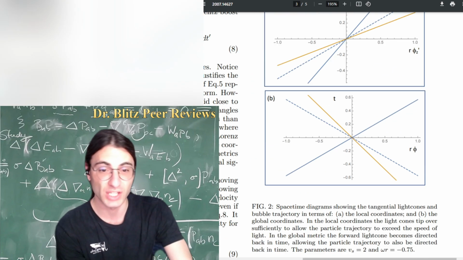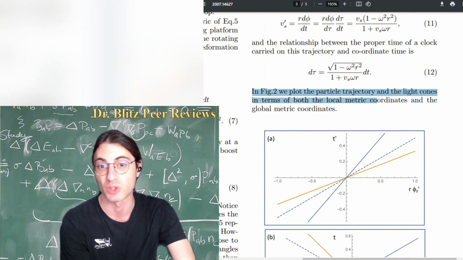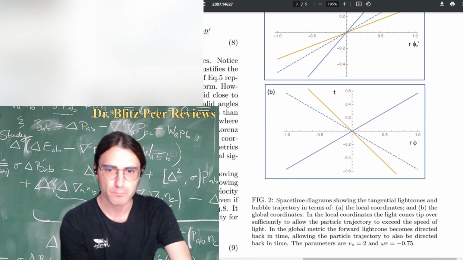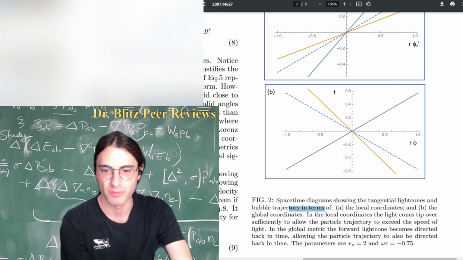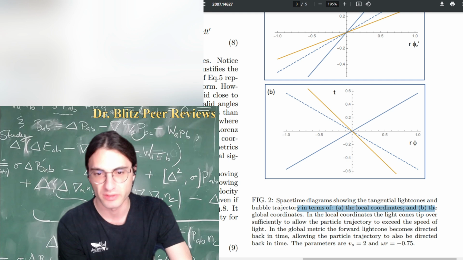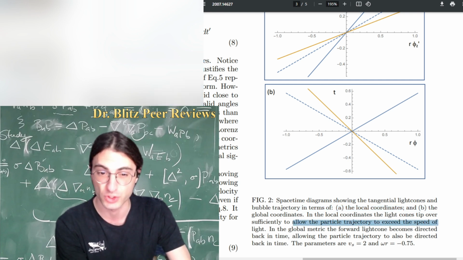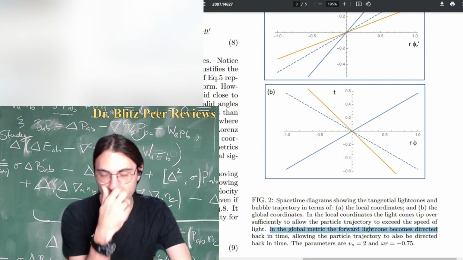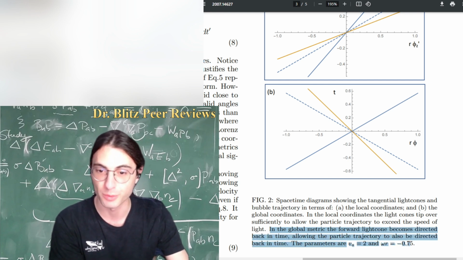So let's look. They actually gave us some diagrams here, which is super nice. In figure 2, we plot the particle trajectory in the light cones in terms of both the local metric coordinates and the global metric coordinates. Let's take a look at this. So we have space-time diagrams showing the tangential light cones and the bubble trajectory in terms of A, the local coordinates, and B, the global coordinates. In the local coordinates, the light cones tip over sufficiently to allow the particle trajectory to exceed the speed of light. In the global metric, the forward light cone becomes directed back in time, allowing the particle trajectory to also be directed back in time.